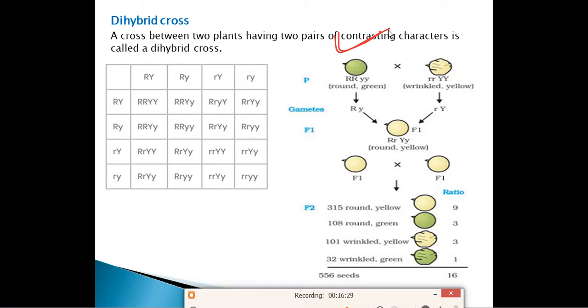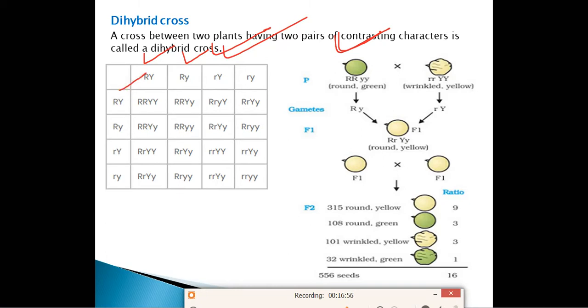Now we have to do a cross between these two plants in the F2 generation. That is called a Punnett square. So you can see a Punnett square is made over there. Over there we will take the characters. We can take one capital R and one capital Y. We can take one capital R and one small y, right, and small r capital Y, and small r and small y. This side also we will write the same thing.